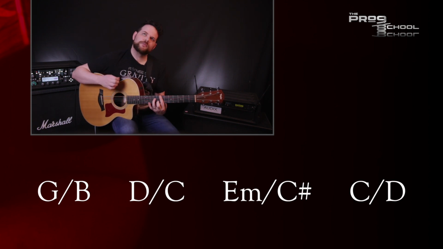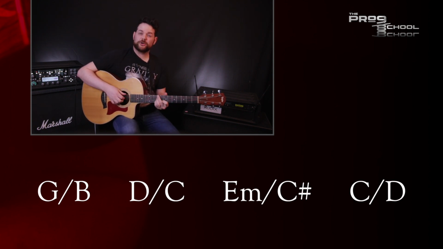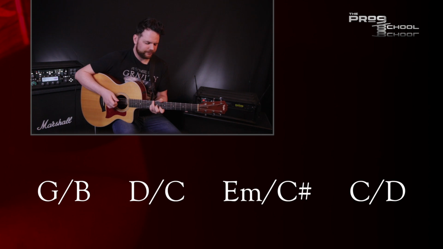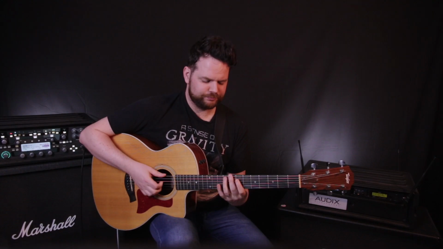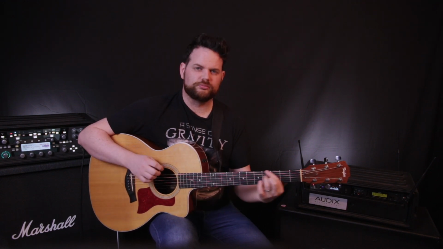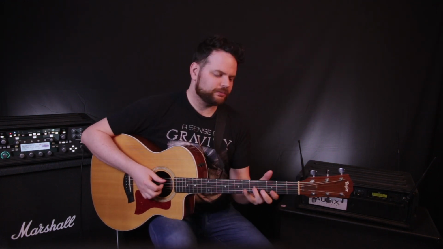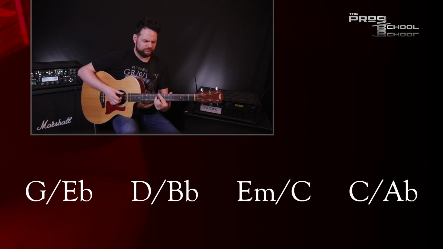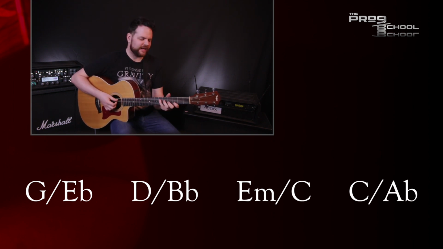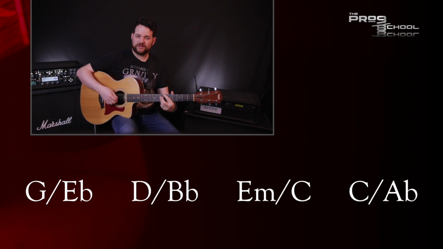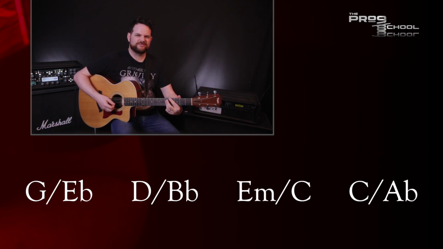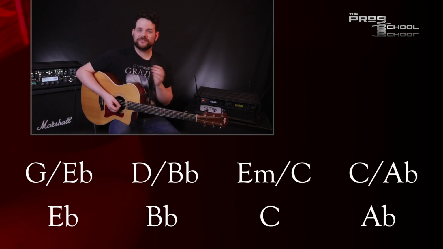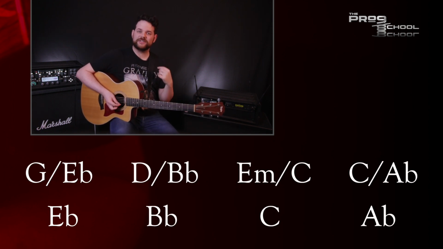G over B, D over C, E minor over C sharp, and C over D. Notice the chromatic bass line here. Very cool. One more example with this progression. G over E flat, D over B flat, E minor over C, and C over A flat. Here the bass notes are following a 1-5-6-4 progression, but in the key of E flat major.